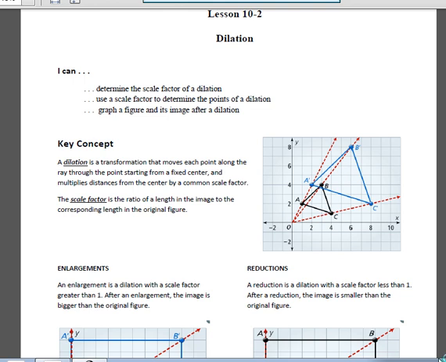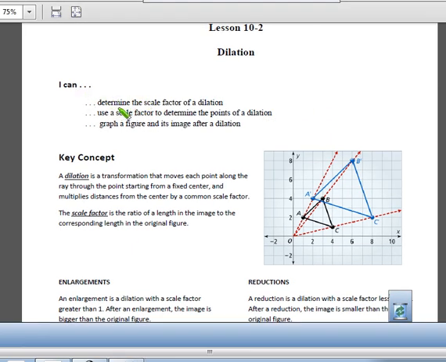Welcome to the video notes for lesson 10-2, dilation. This begins on page 8 in your notes packet. Let's go ahead and take a quick look at the learning targets. There's a couple of them.